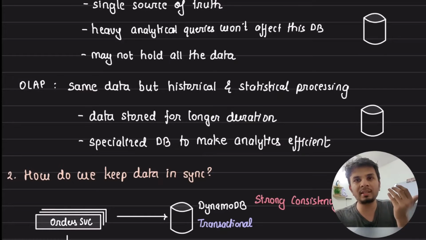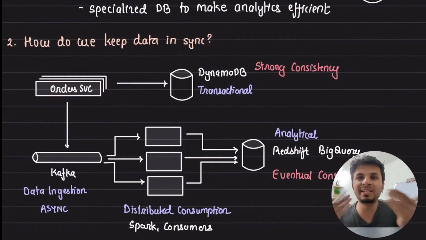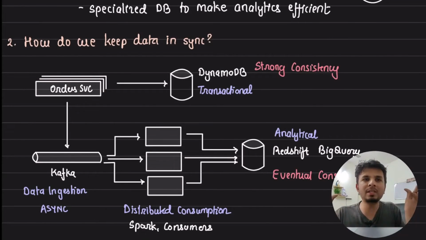Then obviously the next problem that comes in is, how do we keep this data in sync? A classic way is to build a data ingestion pipeline. From your order service, whenever you need any transactional thing, you go to a transactional DB. Let's say you use DynamoDB, or people use relational databases as well, like MySQL, Postgres, or MongoDB. Whatever floats your boat, any transactional database would work, so long as it provides you strong consistency, right?